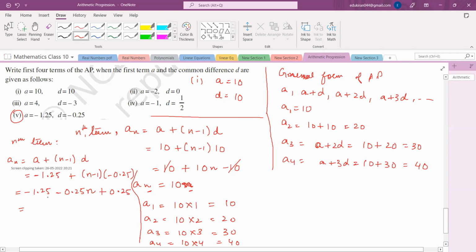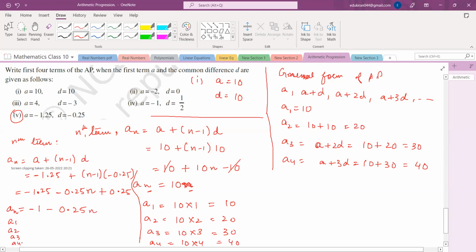Now how much is this? 1.25 minus 0.25, so you will be left with 1, and minus 1. So minus 1 and minus 0.25n. So this is actually the general term you have obtained. Now you put the value of n equal to 1, 2, 3, 4, and you will get the subsequent a1, a2, a3, and a4. So can you do it?